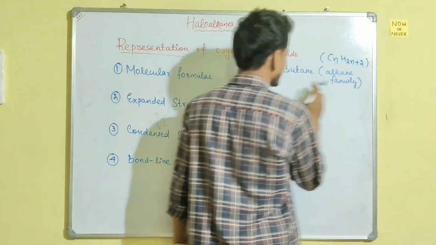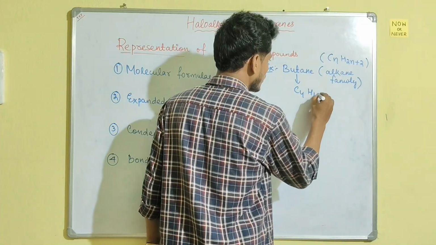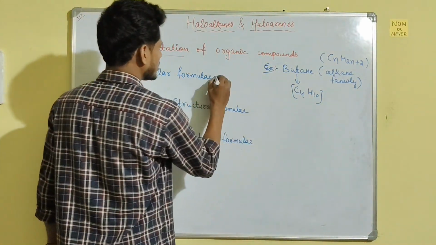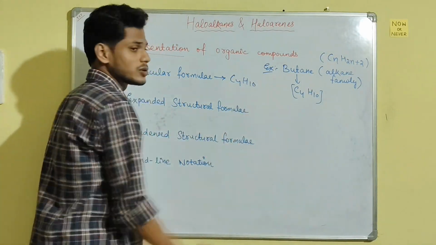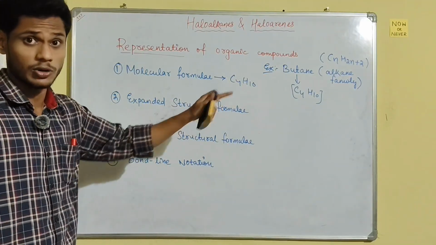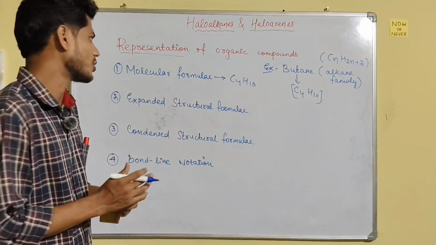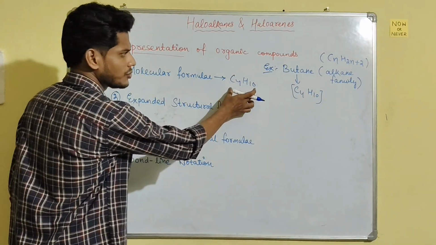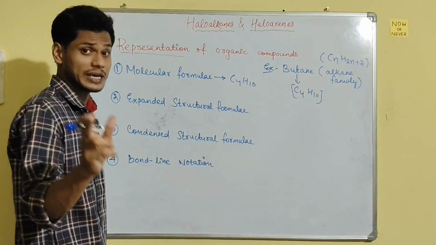CnH2n+2. So the molecular formula of butane will be C4H10. This C4H10 represents the molecular formula. Molecular formula means the total number of atoms, and the different types of atoms, present in a molecule. What does expanded structural formula mean? You have to open up this structure and show each of the bonds which are attached.